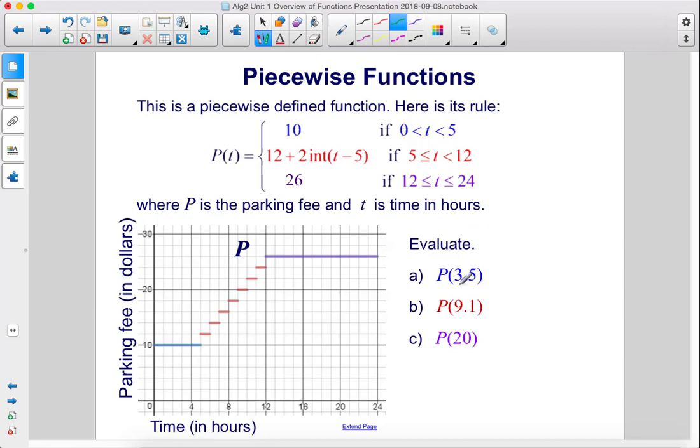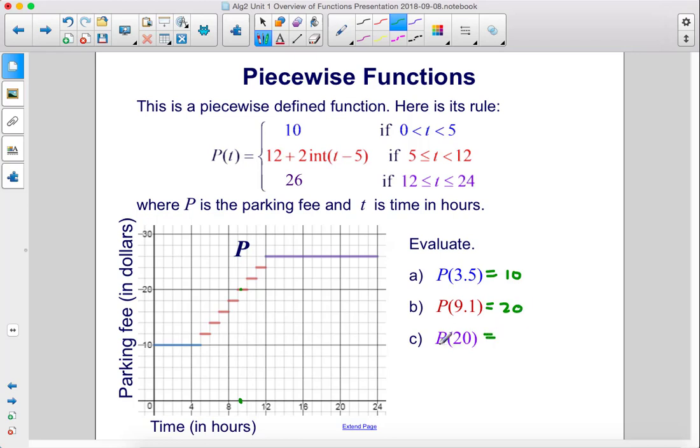So we're going to evaluate at 3 different t values. When t equals 3.5, that's between 0 and 5, the answer is 10. So this equals 10. An even easier way to do it is just to look at the graph. So here we have a t-value of 9.1. So we'll go down here and we see 9.1 is right there. We go up and we see that we're at 20.